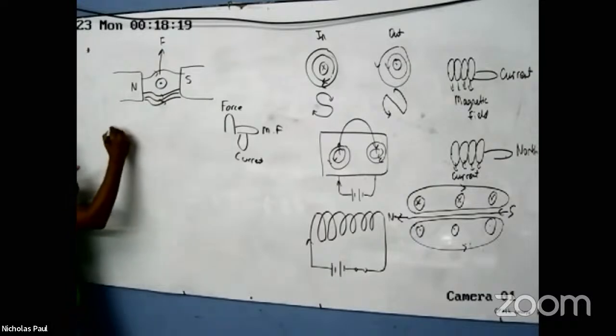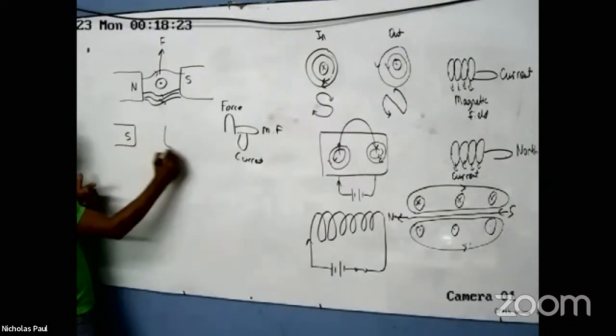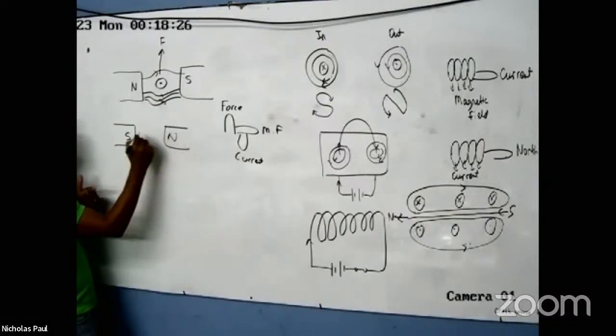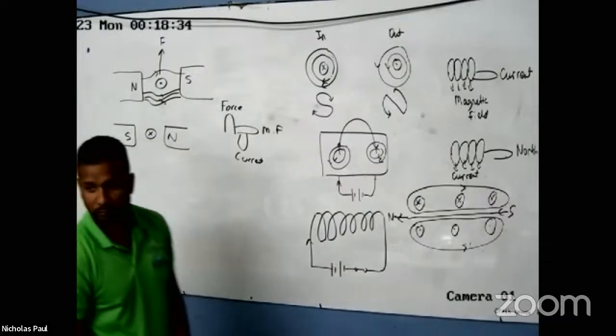Let's try the next one now, just to make sure. Magnetic field lines always what? Always go from north to south, right? Try that. See if it's up or down. Left hand.